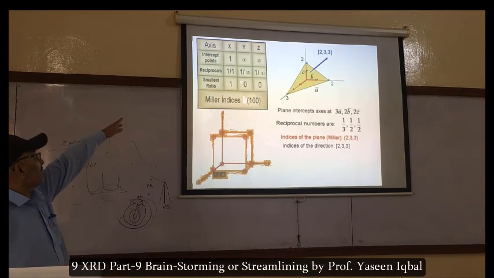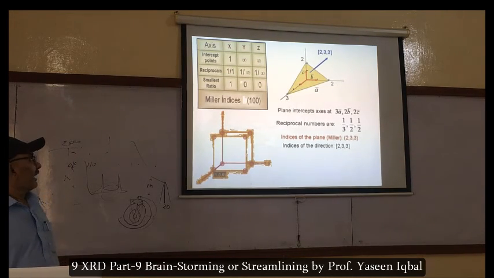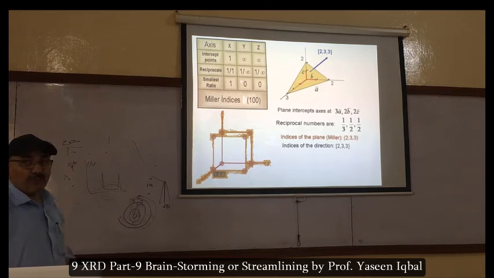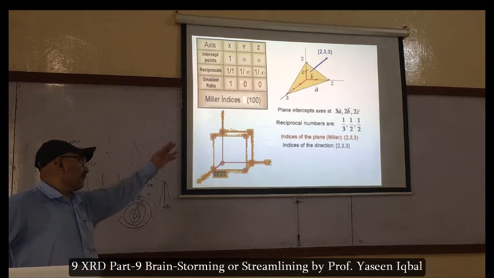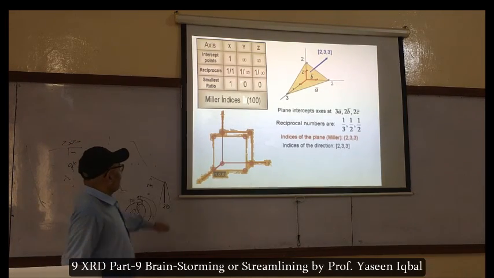So when they are not, then you take reciprocals, 1/1, 1/infinity, 1/infinity, and this gives you 1, 0, 0, which are the Miller indices of that plane.